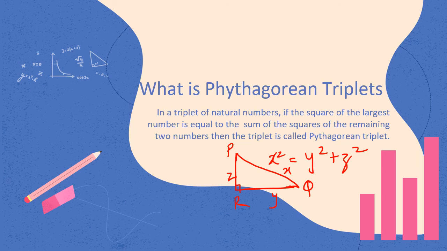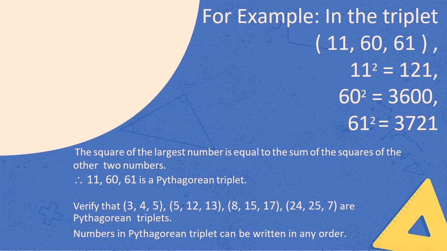Let's move ahead with an example. In this example, we have three numbers, 11, 60, 61. Obviously 61 squared, the largest number, is 3721, 60 squared is 3600, and 11 squared is 121. And if you add up 11 square and 60 square, we do get 61 square, which is 3721. So we can comfortably, confidently say that 11, 60, and 61 are Pythagorean triplets.